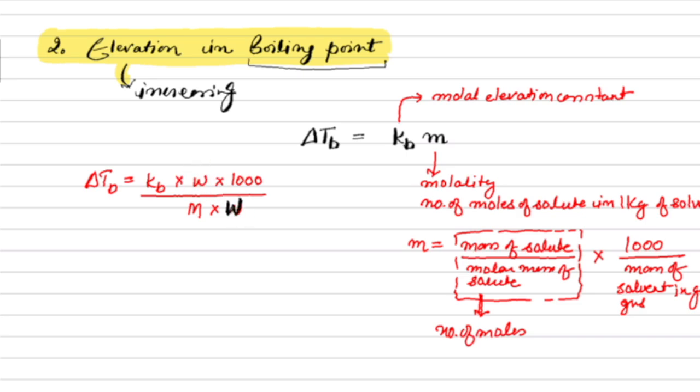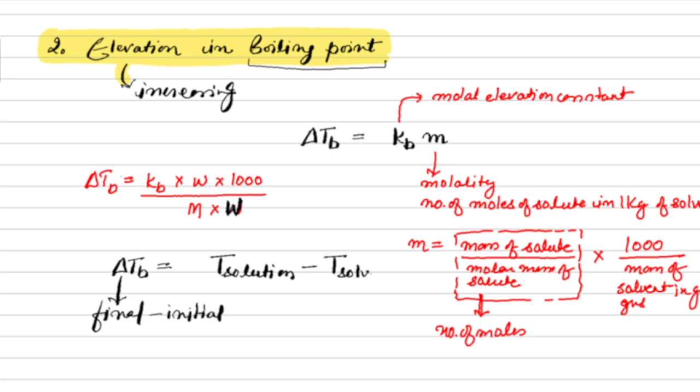Now there is one confusion which comes through this. I wanted to clear up which minus which delta TB will be. Remember, this is always final minus initial. This is a change. Delta, we show the change: final value minus initial value. So finally what we did was make a solution. So the boiling point of the solution will come first, and then minus the boiling point of the pure solvent, simple water without sugar, right?